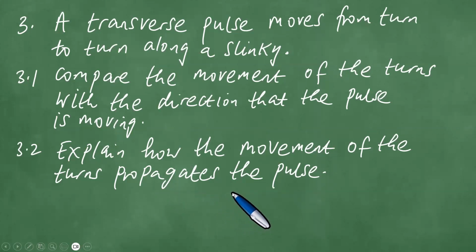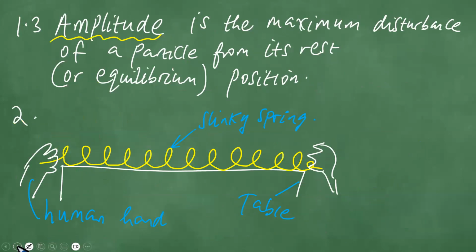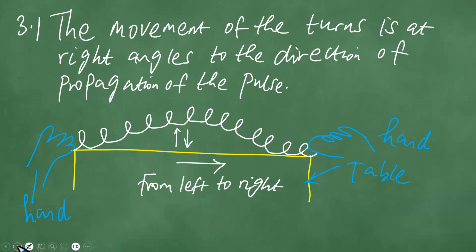Propagates the pulse. So in other words, let's explain 3.2 now. How the movement of the turns propagates the pulse. How is it that those turns, when it's turning like this, propagate the pulse from left to right? Okay, so let's explain that part. We have the notion of momentum as well.